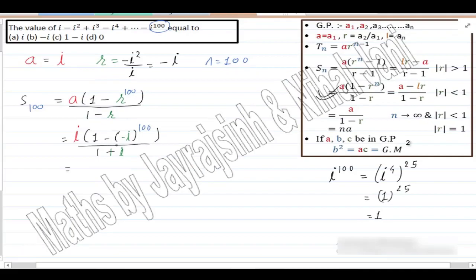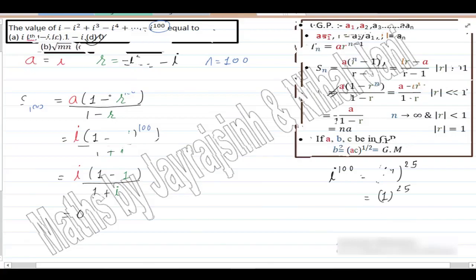Put the value of i raised to 100 and you will get 1 minus 1. Don't worry about the denominator because we have 1 minus 1, which is 0. So tada! Option D is your final answer.